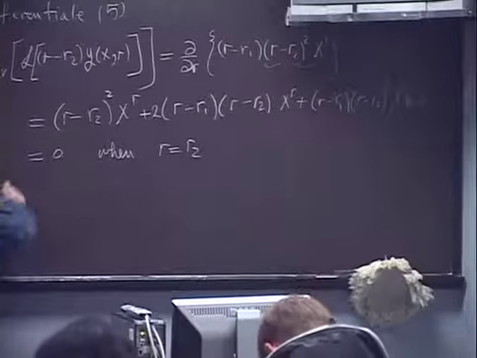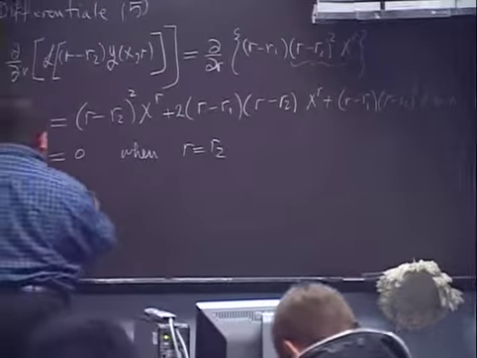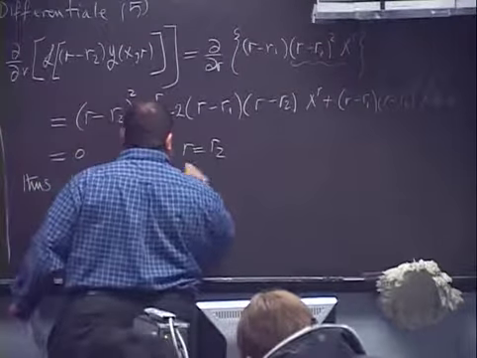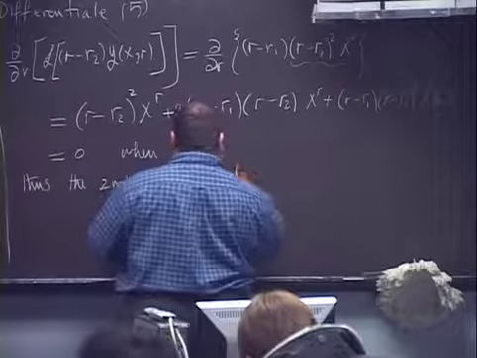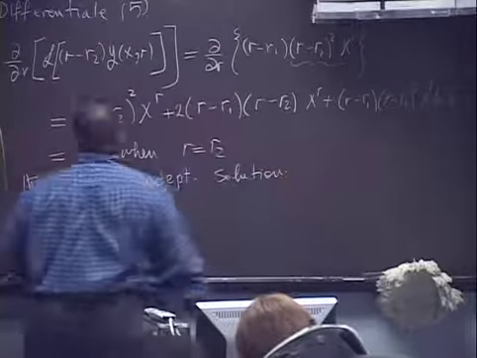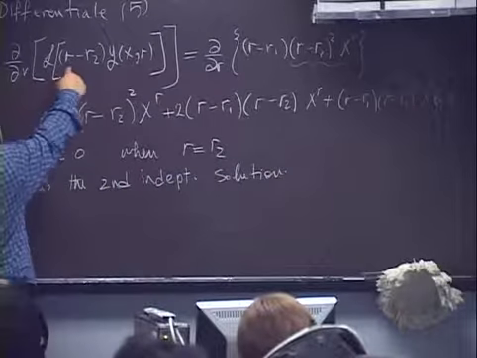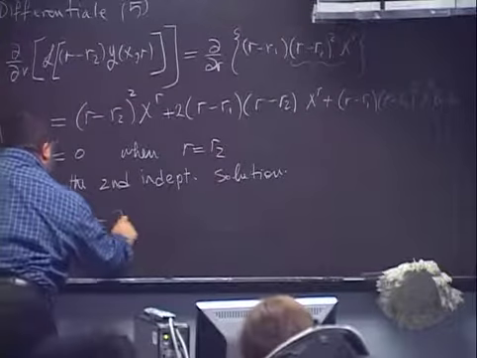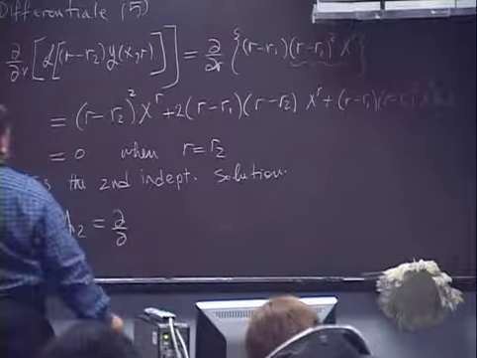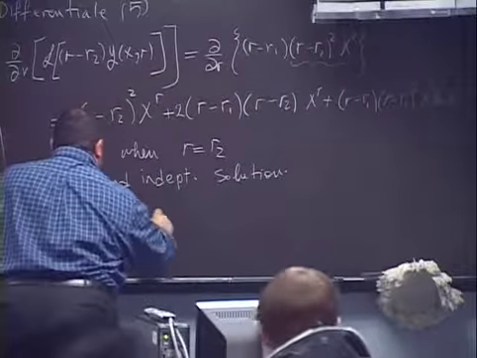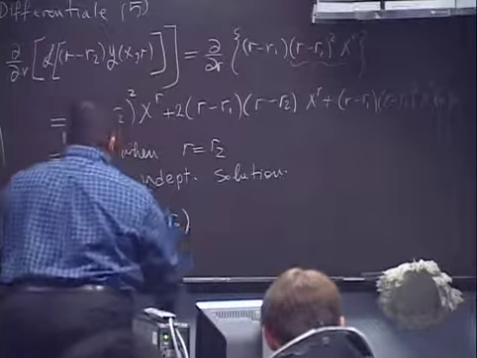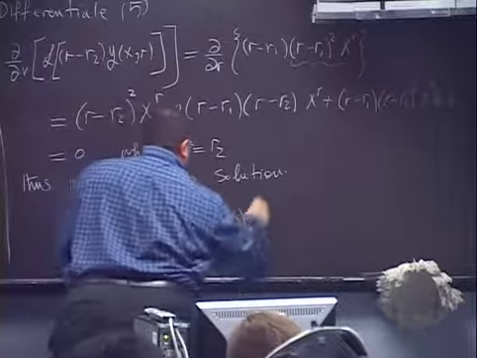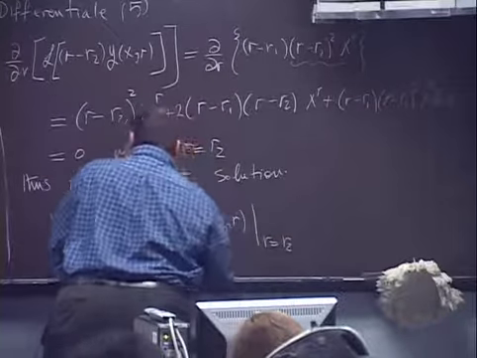Thus, what do you think? What is the second solution? Thus, the second independent solution will be just coming from when you differentiate this here with respect to r. So y2 will be just d by dr of r minus r2 y of x and r, and all of this evaluated at r equal to r2.